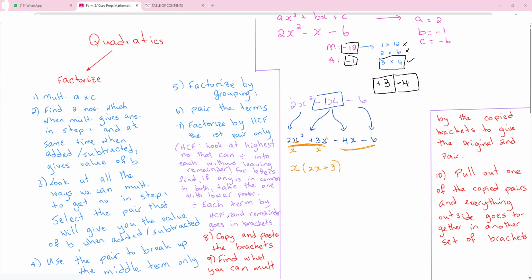Step 8, copy and paste the brackets. So you're going to take the brackets, copy, and when you press copy, exactly what you copied will be pasted. Or in other words, you duplicate it or you rewrite it. But I just like to say copy and paste.